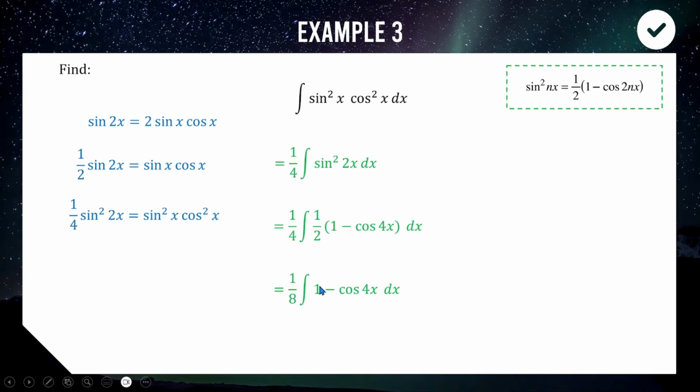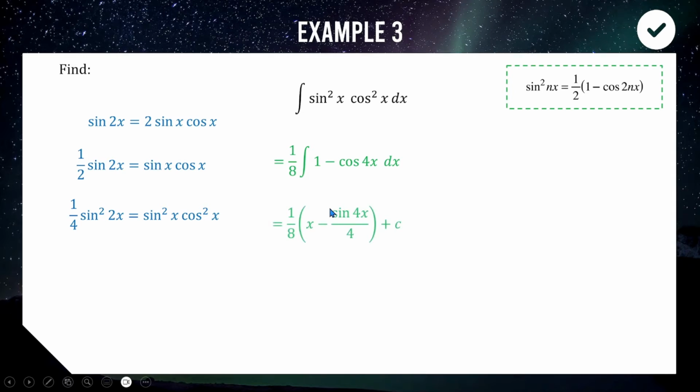Okay, now we can integrate. So 1 is going to integrate to x as always, and cos integrating to sine with the dividing by 4 because that's the derivative of our angle. So same stuff over and over again. Okay, 1 going to x, cos going to sine, dividing by 4. Don't forget your plus c as always, and now just expand out by multiplying everything by an eighth, and we get x over 8 minus sine 4x over 32 plus c as our final answer.